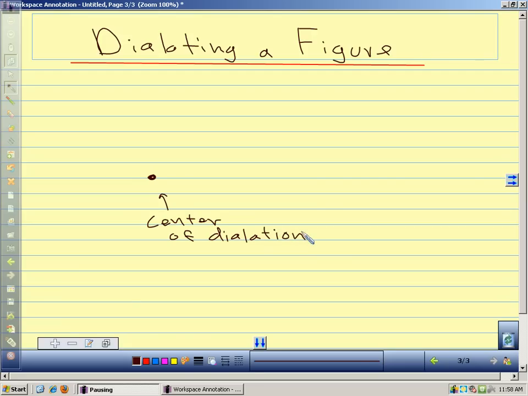You can think of the center of dilation as kind of like a lens. If you're taking a picture with your camera, the lens makes your image smaller. So your center of dilation is kind of like your lens. It's going to magnify or make it smaller. And we'll dilate a triangle.